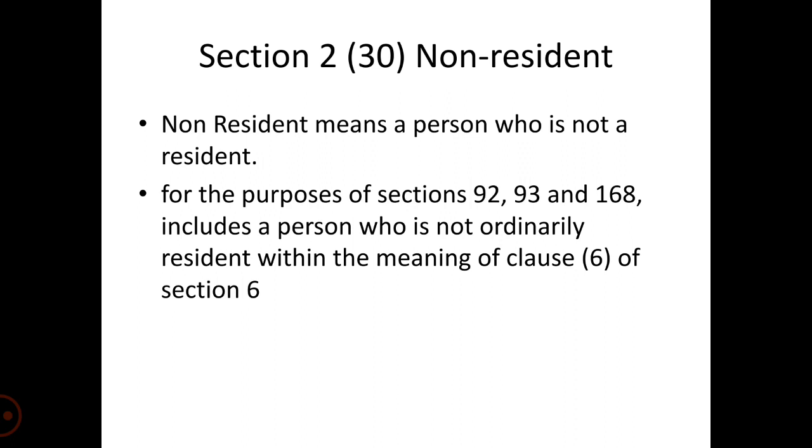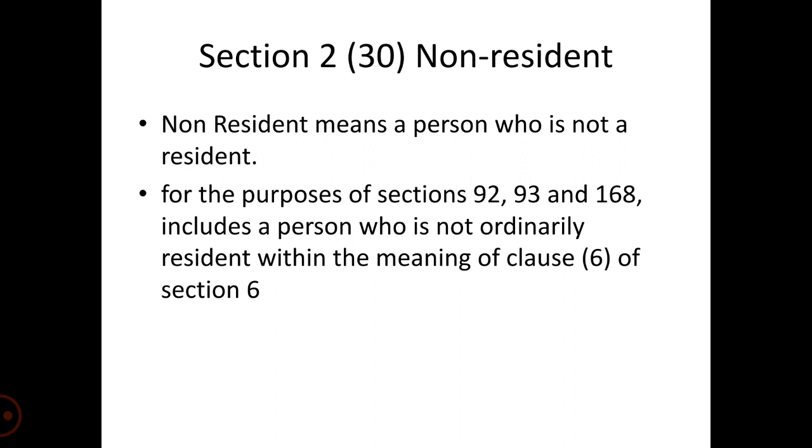As per Section 2, Clause 30, non-resident means a person who is not resident. And as per Section 92 of the Income Tax Act 1961, which is related to computation of income from international transactions with regard to arm's length price, any income arising from international transactions shall be computed having regard to the arm's length price.